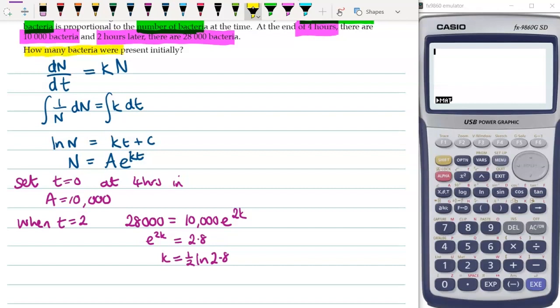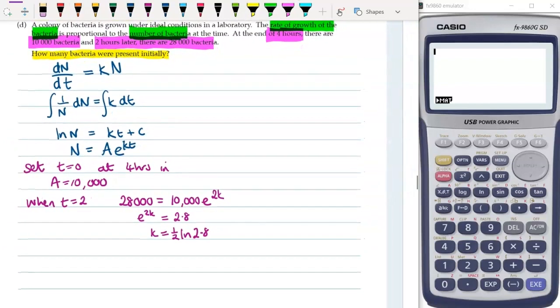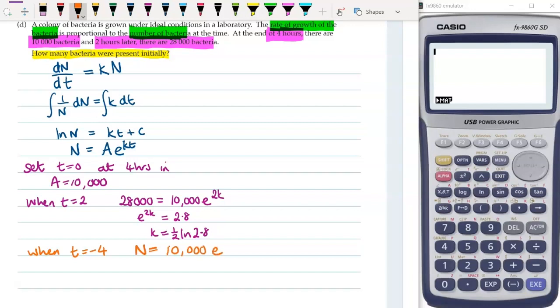And finally, what we're trying to work out is how many were present initially. So that will be 4 hours before our t-value starts here. So when t is at minus 4, because we had set it at 4 hours into the experiment, so 4 hours before that t will be minus 4 for when the experiment started. So then we'll have n is equal to 10,000 e to the half log 2.8 times minus 4.